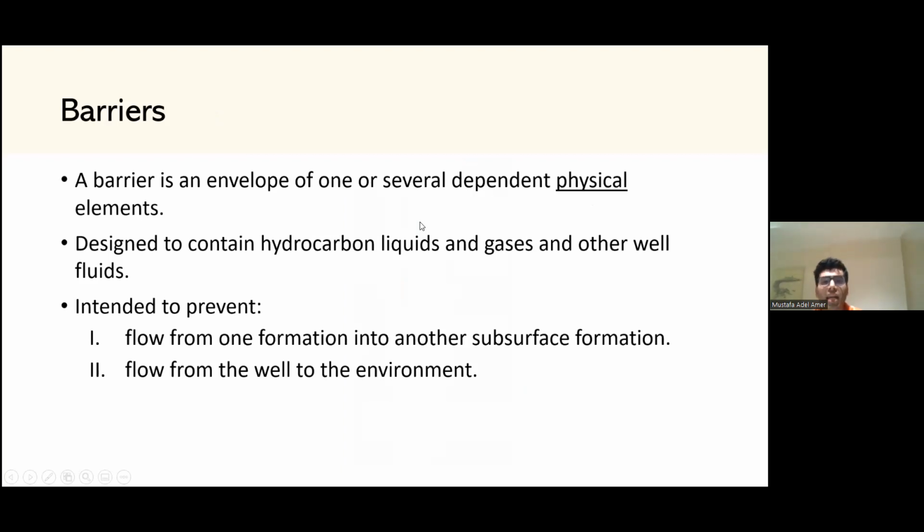So a barrier is an envelope of one or several dependent physical elements. It's designed to contain hydrocarbon fluids and gases and other well fluids. It's intended to prevent flow from one formation to another in the subsurface, and also flow from the well to the environment.